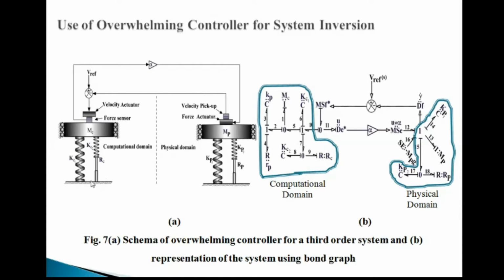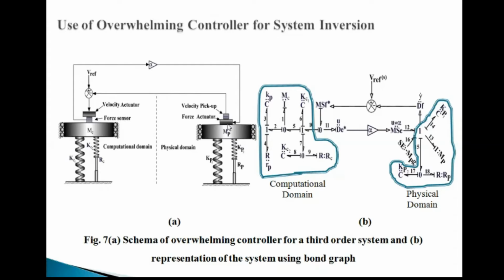Now this system is in the computational domain. Computational domain means we have made a similar type of system in a computational environment. So this system develops the reactive force as an output. Now this reactive force is sensed by the force sensor, and because this reactive force is very small in magnitude, it is amplified with some gain alpha, and then it is given to the real system through the real force actuator.